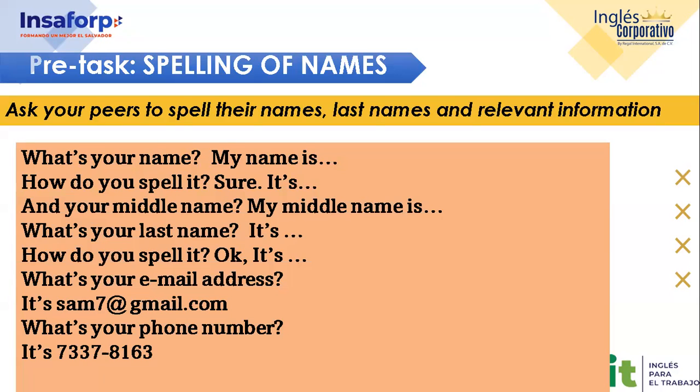Okay, for example, what's your name? My name is, how do you spell it? Sure, it's, and then you start the spelling. And your middle name, my middle name is, what's your last name? It's, how do you spell it? Okay, it's, what's your email address? It's sam7@gmail.com. What's your phone number? It's 7333781 63.